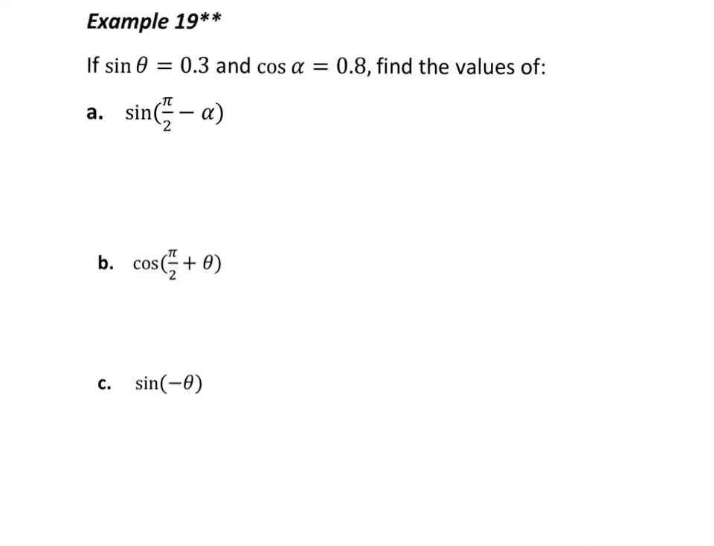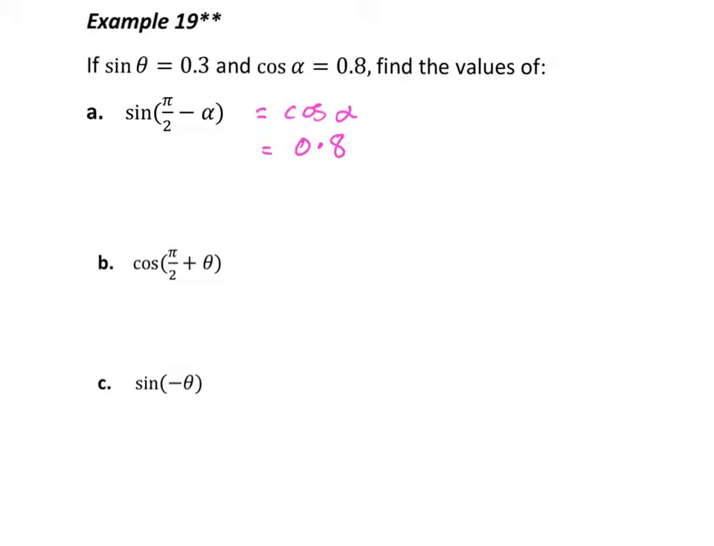So let's have a look at this example. We know that sine of theta is 0.3 and cos of alpha is 0.8. The question says find the value of sine of pi on 2 minus alpha. We know from our complementary relationships that sine of pi on 2 minus alpha is equal to cos of alpha, and of course cos of alpha is equal to 0.8.